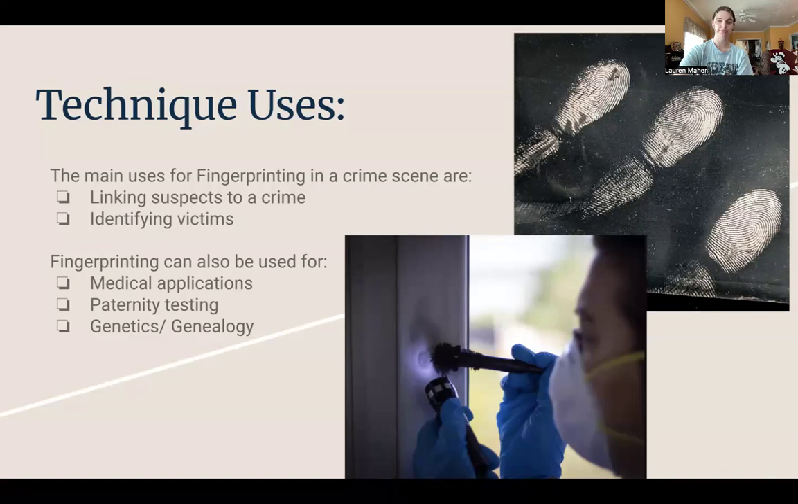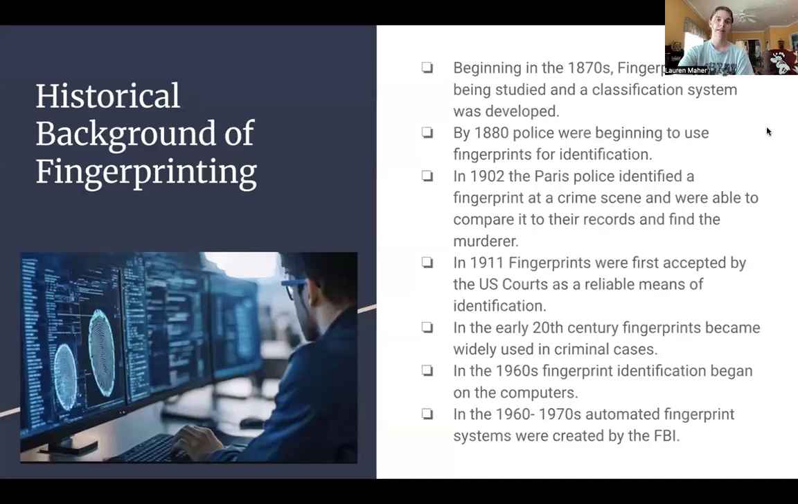Fingerprinting can also be used for medical applications, paternity testing, and genetics and genealogy. The historical background of fingerprinting. Beginning in the 1870s, fingerprinting began being studied and a classification system was developed. By 1880, police were beginning to use fingerprints for identification.